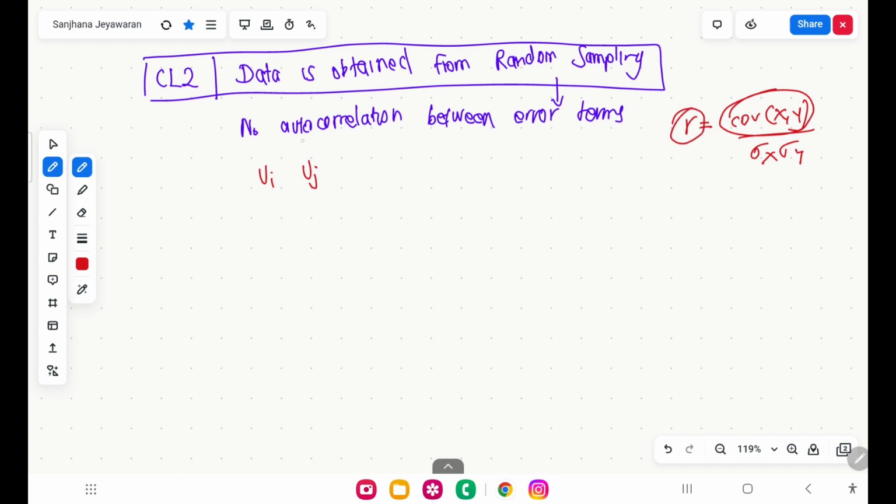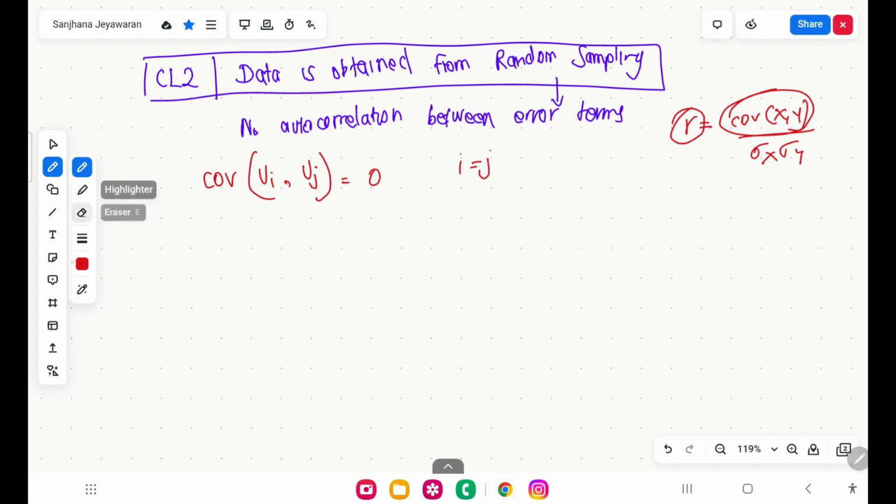So since we are saying there is no autocorrelation between the error terms, what are the two error terms which we have taken? ui and uj. We can write this as the covariance between these two error terms. If it is equal to 0, that is how we say that CL2 is satisfied. Obviously i and j can't be equal. You all might wonder what this i and j is.